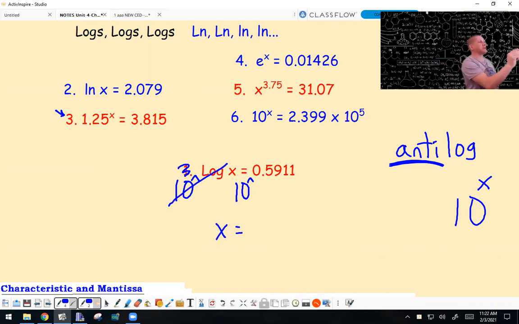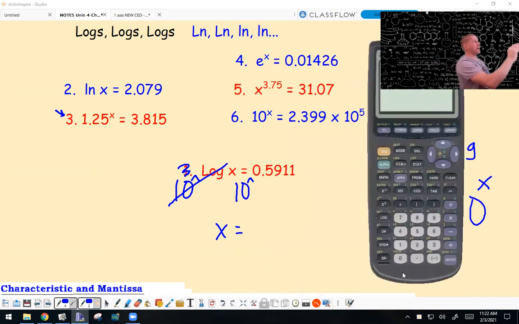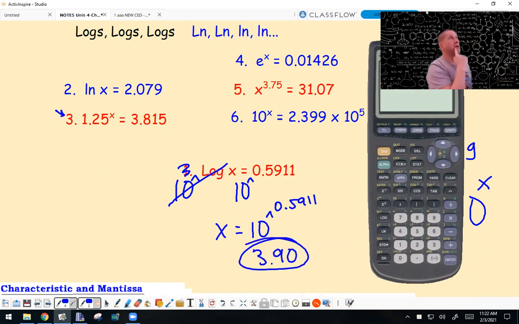So this is x equals, and then you can either use, so you can see my button is right there above log, 10 to the x. I also have over here a caret button, so I can actually use that as well. So you can see I need x is equal to 10 to the 0.5911, and so I can do 10 to the 0.5911. So x is 3.90. Or I can use my antilog. So there's what it looks like for me. You can see it looks a little different, 0.5911. You can see it gives you the same thing. All right, so that's the first one.